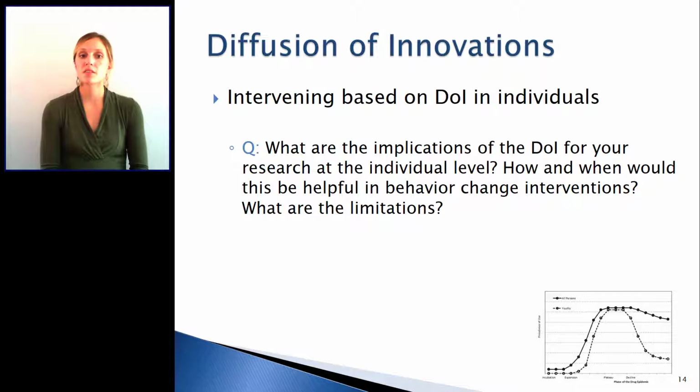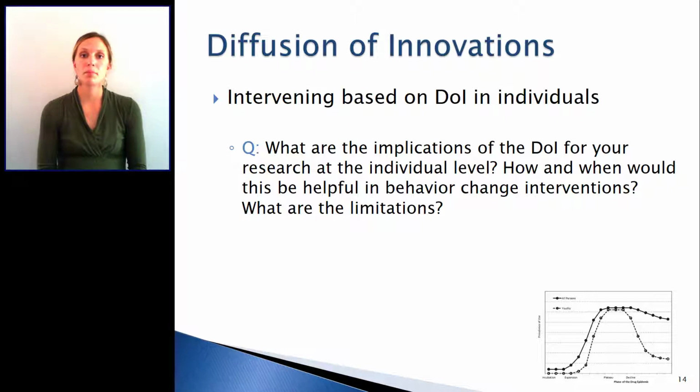So let's think about what this means in terms of intervening at the individual level. What are the implications of the DOI for your research at the individual level? How and when would this be helpful in behavior change interventions, and what are the limitations? Pause for a few minutes and think through the answers to these questions with respect to your research. What does this S-curve mean? What might the characteristics of individuals in the adoption categories mean for how you approach an intervention in your health area of interest?